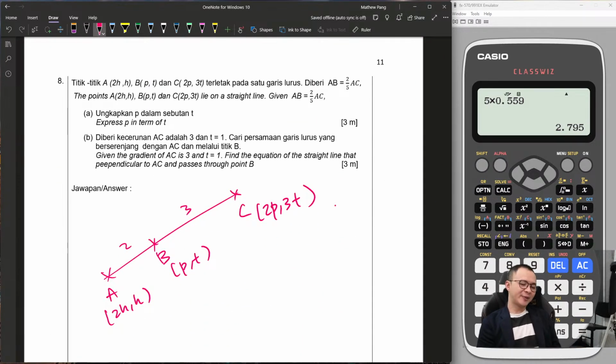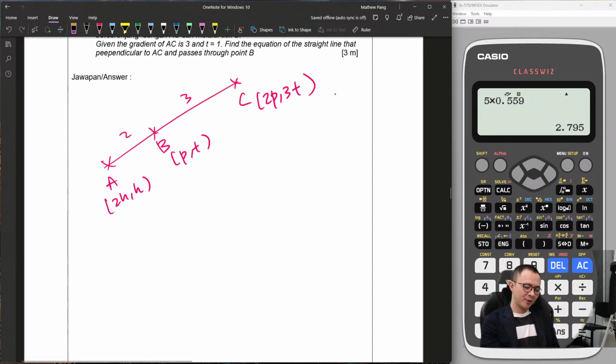Alright, okay, let's do this one. They want P in terms of T. If I analyze the question a little bit, I see P, I see T, but I don't see H. So that means I will make H the subject and substitute into each other, maybe. Okay, let's do it.